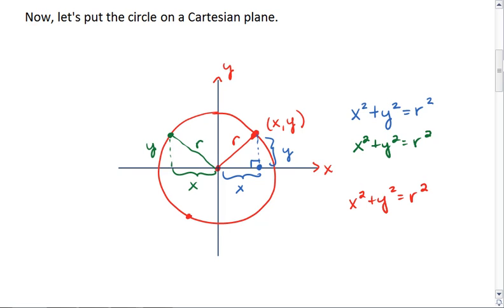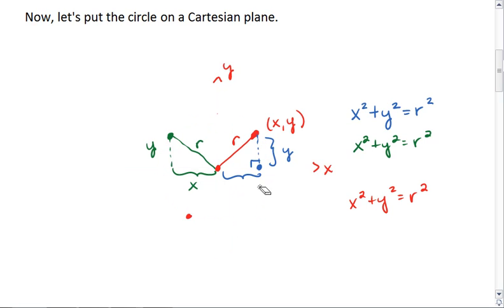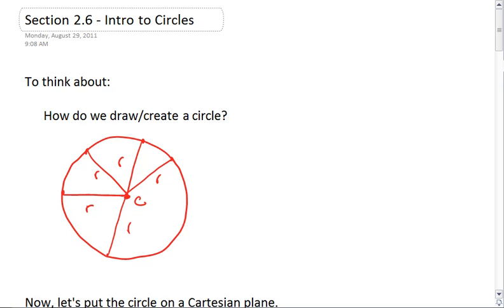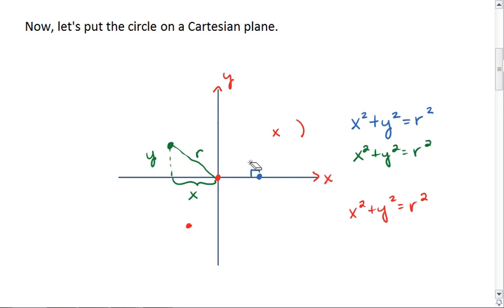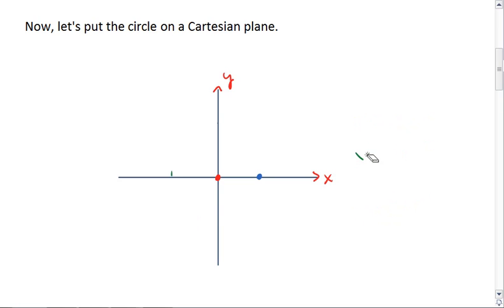But what happens if the center of the circle is no longer on the origin? Well, that was unfortunate. Let's redraw our circle. This time, we'll make the center this blue point here. So center has, we'll say, the point h, comma 0. Well, we still get the same relationship. Well, not quite, but we'll look at it.